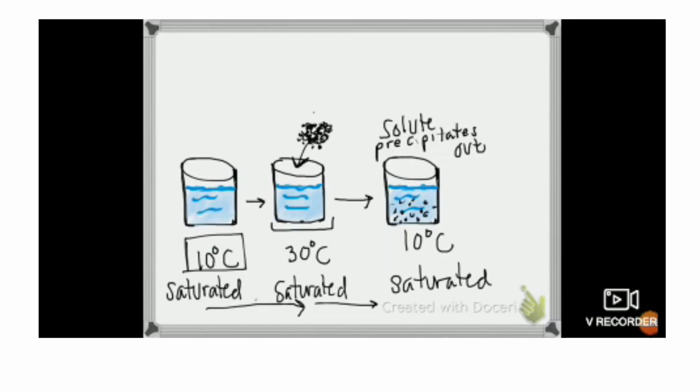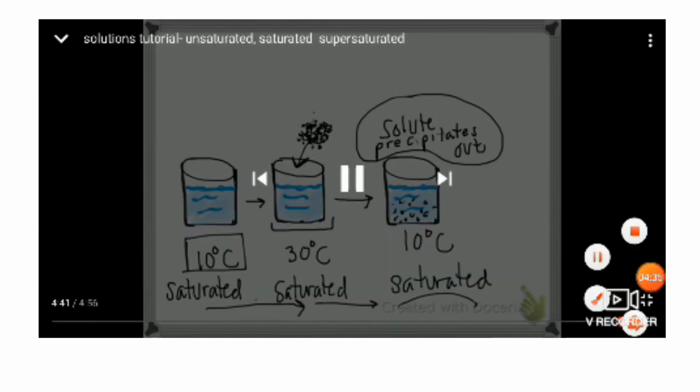So if we go through that scenario again, and we take our saturated solution at 10, heat it to 30 and add more solute, and then cool it back down to 10, but in this case the solute precipitates out, we do not have a supersaturated solution. We just have a plain old, boring saturated solution.